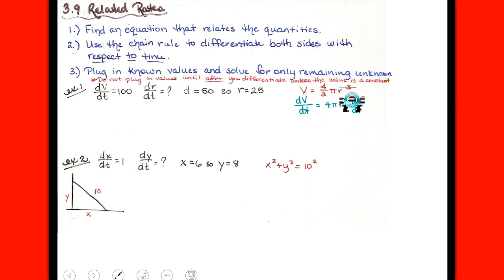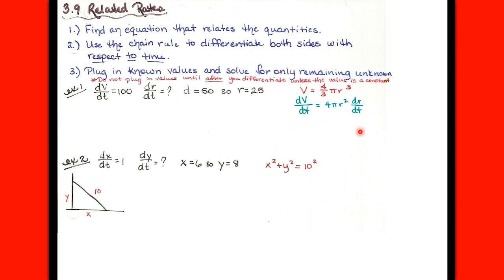We're going to say 3 times 4/3 pi r squared. So if I did 3 times 4/3, that would just leave me with 4 pi r squared. Then the r was not in terms of t, so I have to leave a dr/dt in there. So I've taken the derivative of both sides using chain rule and done it with respect to time.